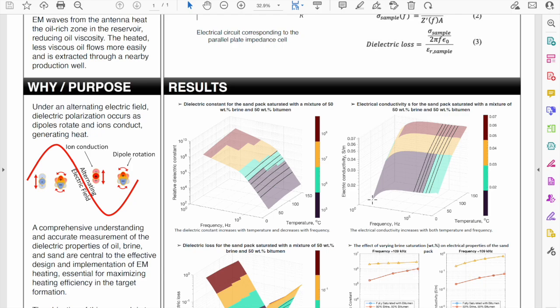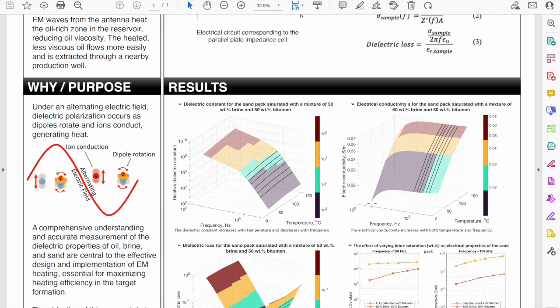At a constant temperature, the electrical conductivity exhibits varying behavior as frequency increases. At very low frequencies, the conductivity is observed to be relatively low. This is primarily due to electrode polarization, which blocks the flow of current by accumulating charges at the electrode interfaces.